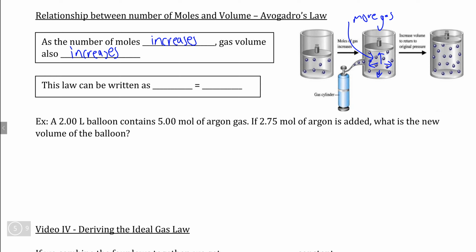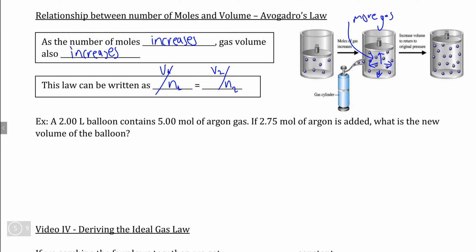Now, because these two have a direct relationship with each other, we can write the law as an equivalent ratio as with all of the other ones, where we take the volume of our gas, divided by the number of moles. We'll see why volume goes on top and number of moles goes on the bottom in the next video. But the ratio of when we take the volume of gas and divide by the number of moles is going to be the same, even if our volume and number of moles are different in two sets of conditions. The ratio between the two is always going to be the same.